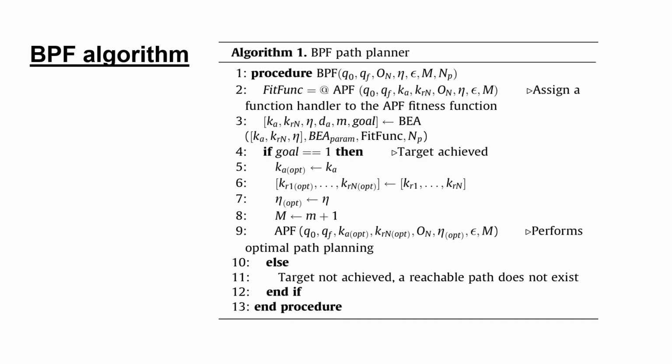For the case when goal is equal to 1, lines 4 to 9 are to emphasize that the APF function in line 9 will use the optimal values to perform the desirable path planning. When goal is equal to 0, in line 10, special programming instructions can be included to indicate the fact that the goal was not achieved.